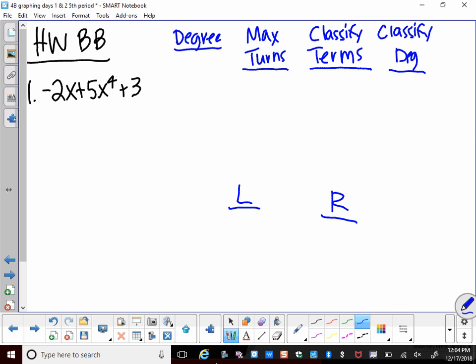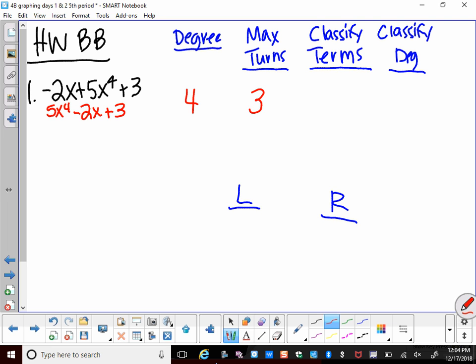Alright, so I want you to do what I'm doing up here. Is number 1 in standard form? No, so underneath it I want you to write 5x to the 4th minus 2x plus 3. Now it's in standard form. Get into a habit of doing that. My degree is my highest exponent. That will be what? 4. So my max number of turns is minus 1. That would be 3.